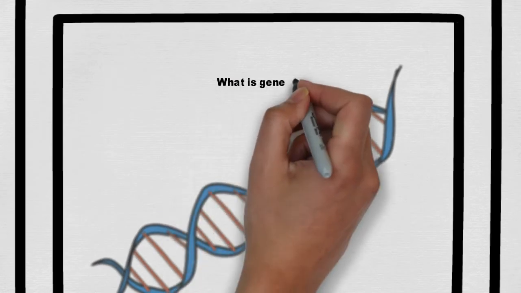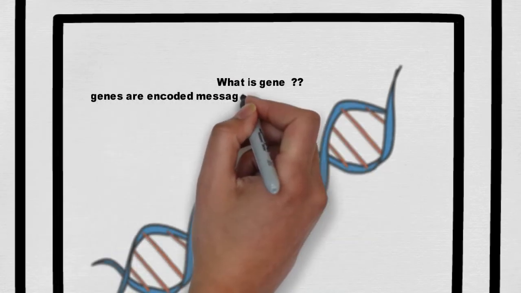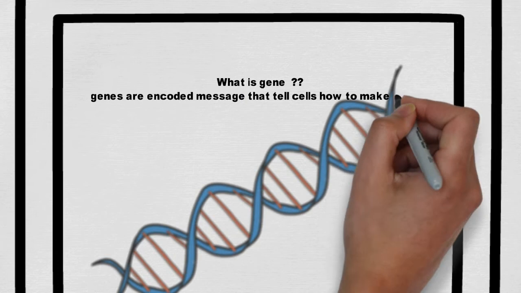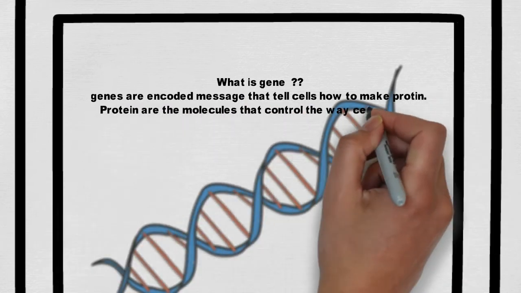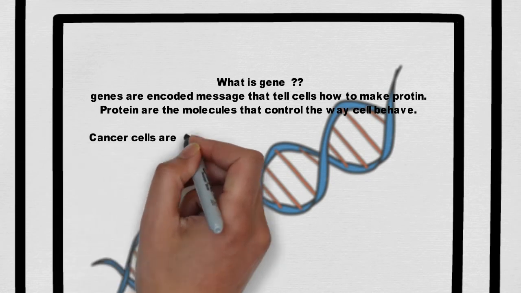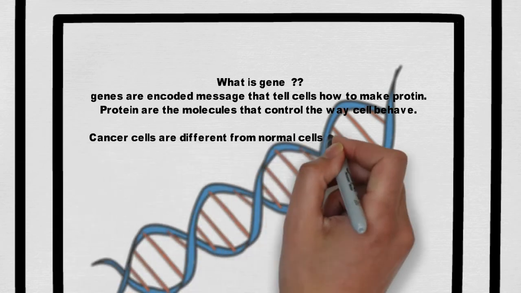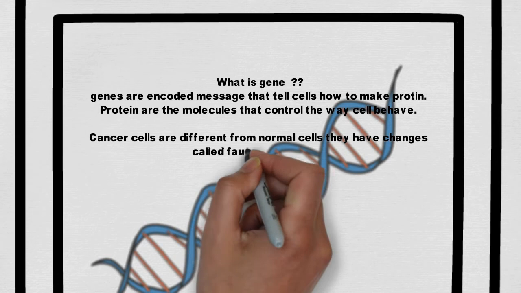What is a gene? Genes are encoded messages that tell cells how to make proteins. Proteins are the molecules that control the way cells behave. Cancer cells are different from normal cells. They have changes called faults or mutations.